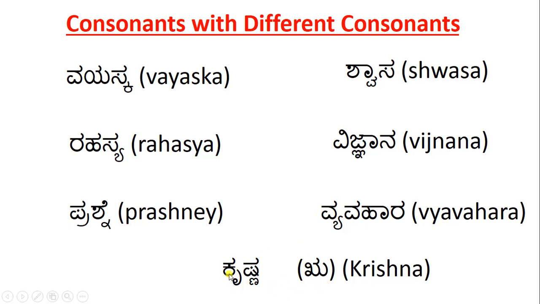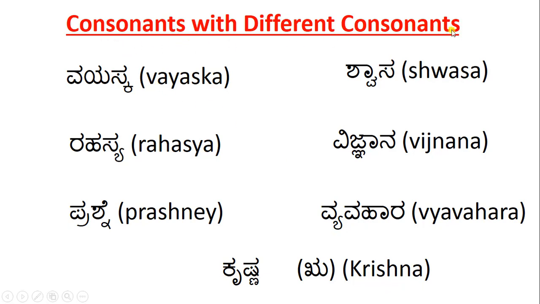This is k, this is r, and this would be kr. And this is sh, and this is n. And this would be Krishna. Okay, so that is about using consonants with the different consonants.